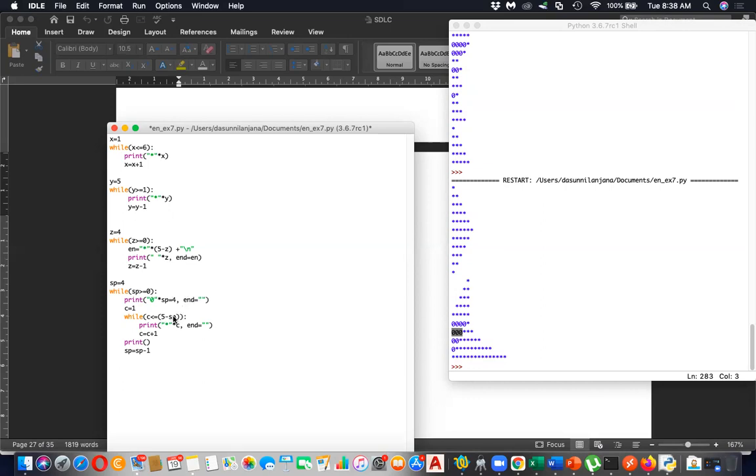When SP equal to 4, this 5 minus 4 will become 1. Then it will print 1 asterisk and end. Right? 1 into 1. Right? Then print the space. The first line is okay.